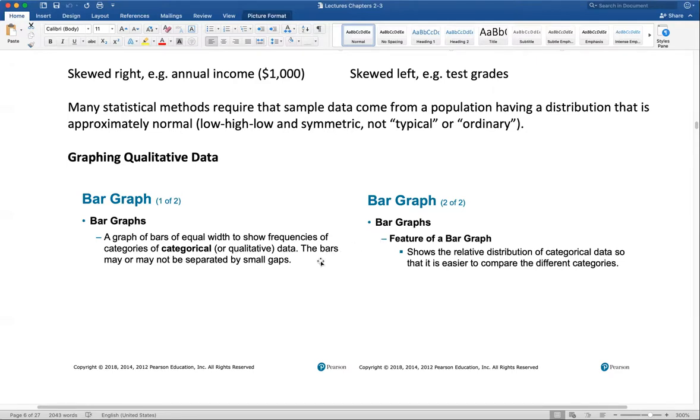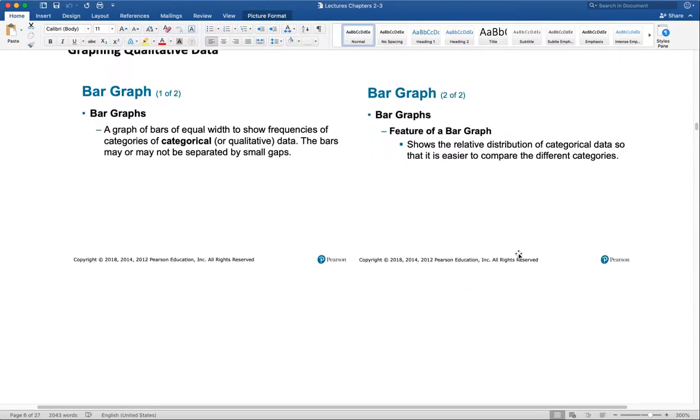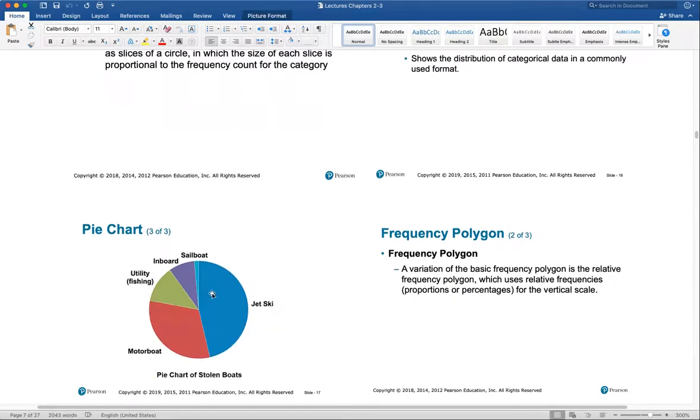Okay, and each bar is separated. You'll see the bars may or may not be separated by a small gap. Okay, so the feature of the bar graph is to show the relative distribution of categorical data so that it's easier to compare the different categories. Now pie chart. It's very common, a graph that depicts categorical data as slices of a circle, where the size of each slice is proportional to the frequency count for the category. So this is an example of a pie chart.